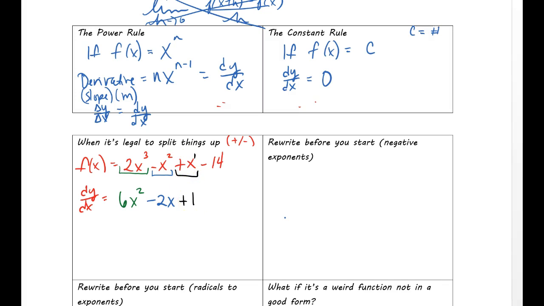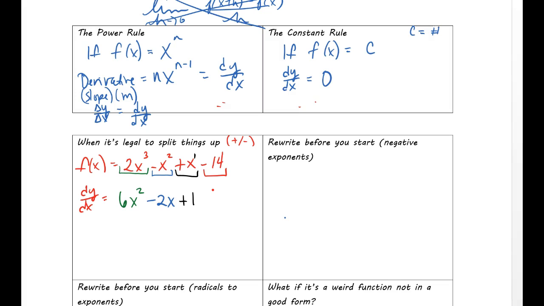And now the last one is, of course, the minus 14 at the back. That 14 is just a number or a constant. So if we use this rule, it just goes to 0. Now I'm not going to write minus 0 because it doesn't matter. So I'm just going to leave it like this.